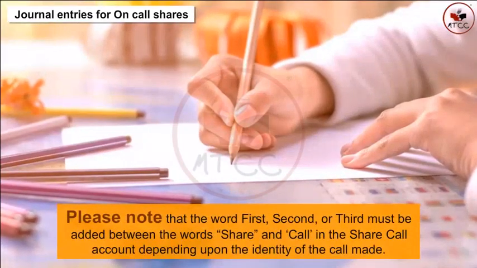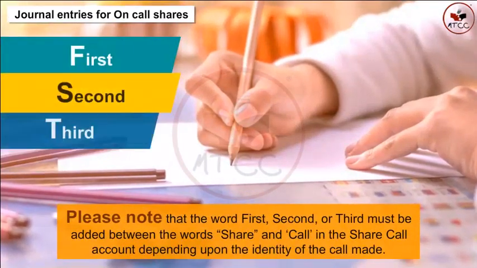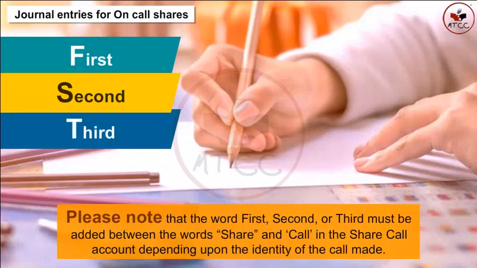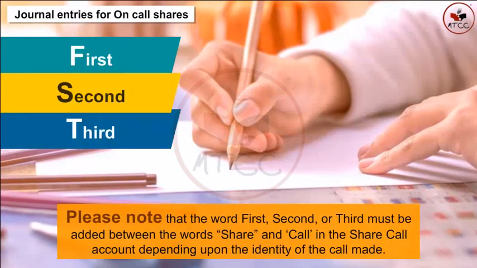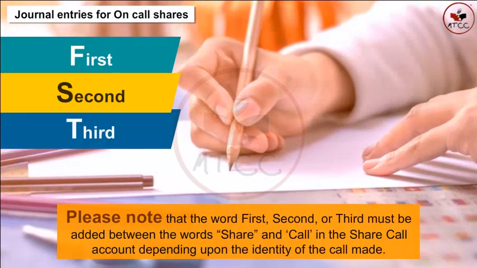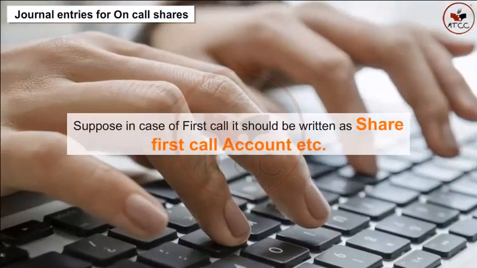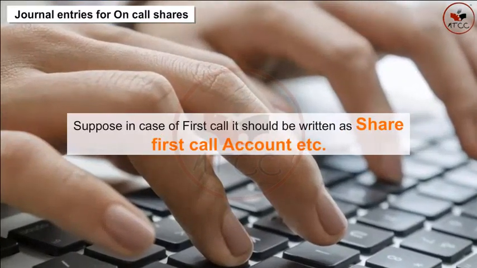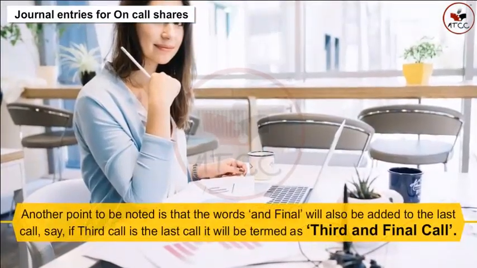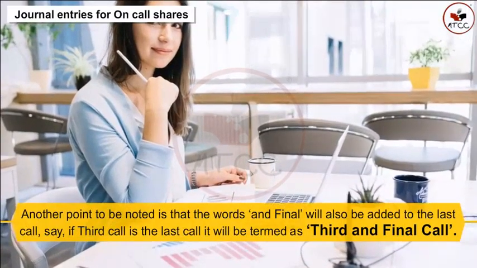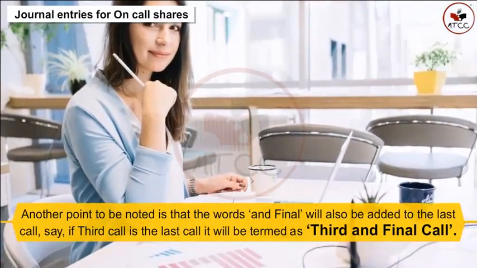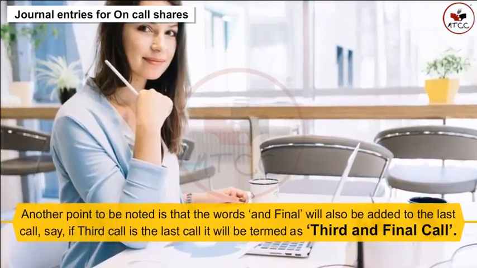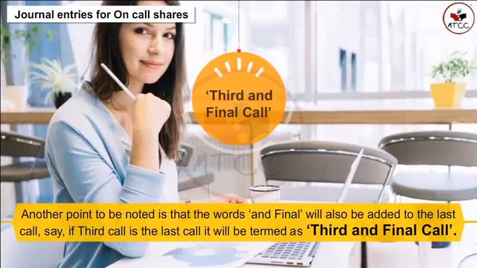Please note that the word first, second or third must be added between the words share and call in the share call account, depending upon the identity of the call made. Suppose in case of first call, it should be written as share first call account, etc. Another point to be noted is that the words "and final" will also be added to the last call. Say, if third call is the last call, it will be termed as third and final call.